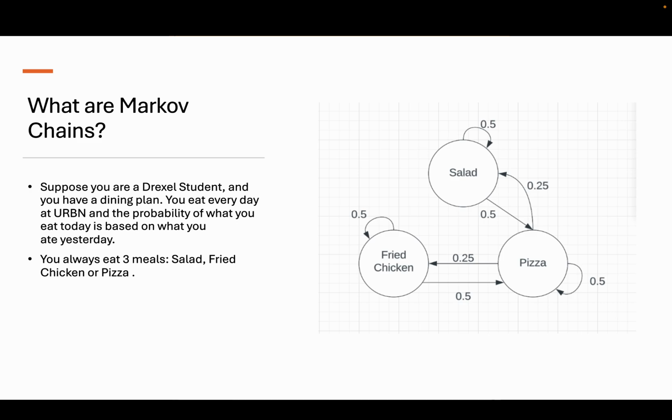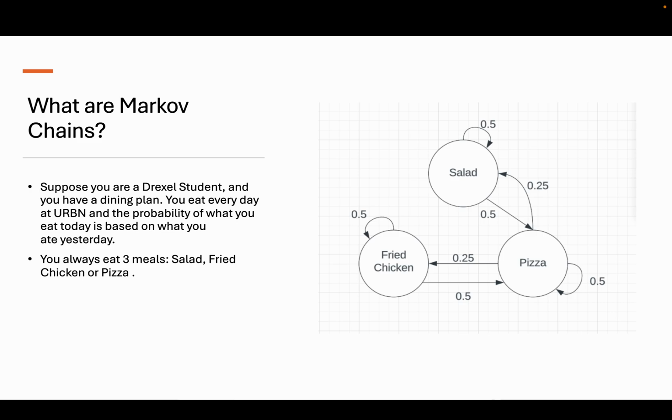So let's suppose you're a Drexel student and you have a dining plan. You eat every day the same 3 meals: salad, fried chicken, or pizza. Let's say you had a pizza. A Markov chain would use your current state, having a pizza, to describe the probability of what your next meal would be. In this scenario that I created, there's a 50% chance that after you eat a pizza, you're also going to have a pizza, and a 25% chance that you're either going to have a salad or a fried chicken.